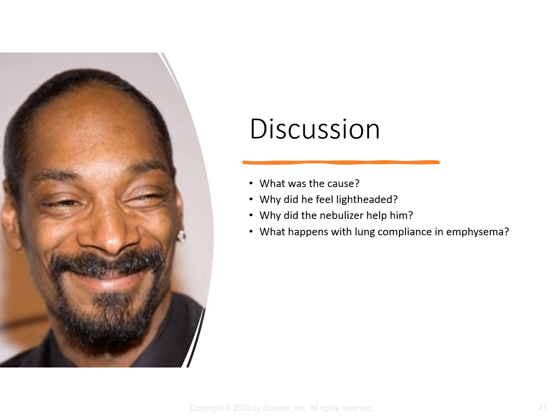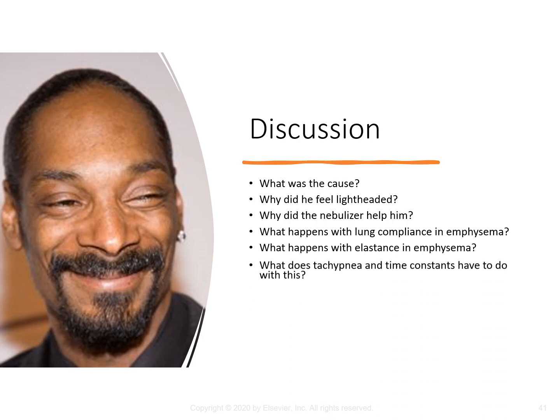With his lung compliance and emphysema, usually you're going to have low elastance, which means you have high compliance, right? What happens to elastance in emphysema? It's usually decreased, right? What does tachypnea and time constants have to do with this? Well, if he's breathing fast and he's not able to exhale all of his gas, right? It traps gas in there, right? Gas stays in there because he's starting to breathe before the last of his last breath got out. So he's going to have that air trapping.